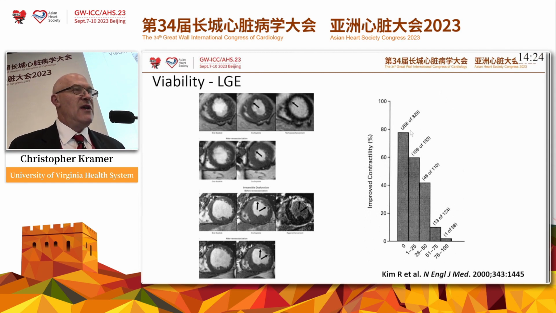Now, you may ask, why is it not 100%? Well, there are other reasons for dysfunction in those segments. There may be incomplete revascularization. There may be tethering to infarcted segments. And as well, it may be a mixed cardiomyopathy. There may be other reasons for dysfunction in that segment. So the recovery of function is not 100%.